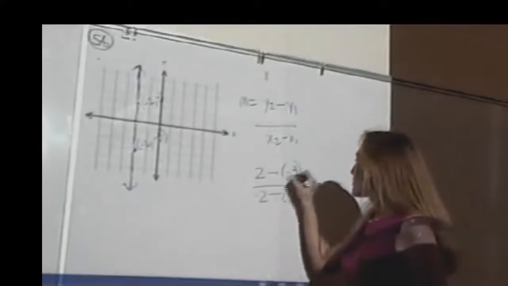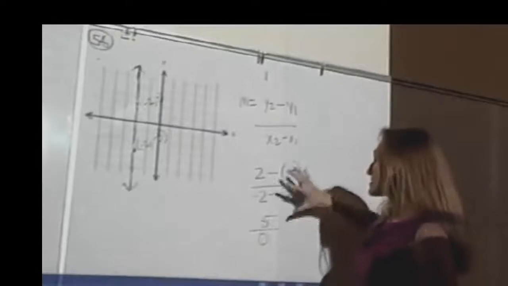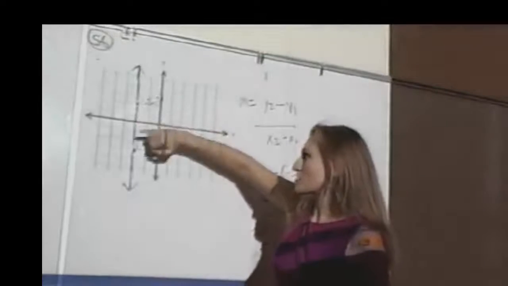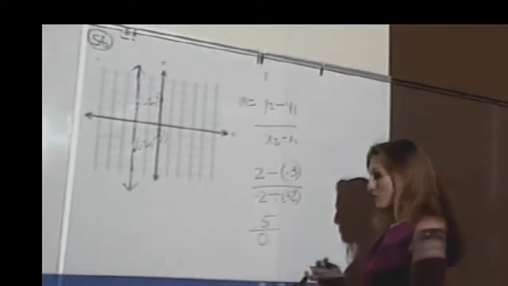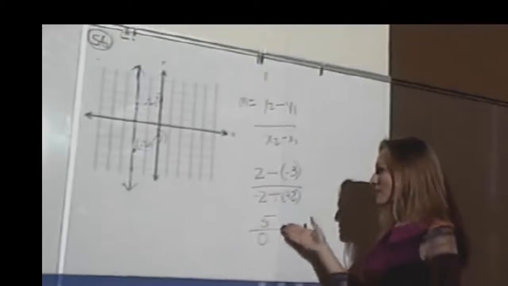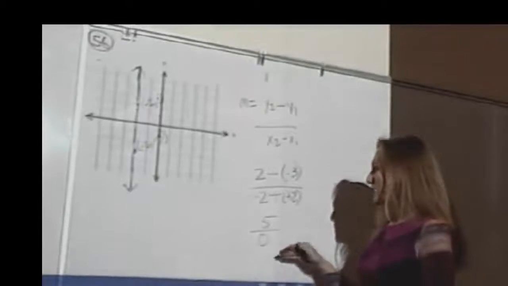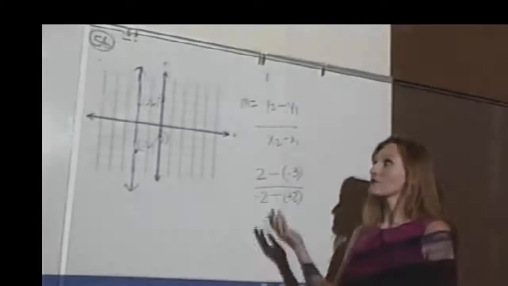So right here, I get a 5 over 0. Now the reason this works is that I have 5 spaces of rise between the 2 points that I've chosen, and I have 0 spaces of run in the 2 coordinates that I've chosen. So I have a fraction with a number that's not 0 on the top and is 0 in the denominator. In other words, I see a fraction that's undefined, and that's my slope. So my slope is undefined for this vertical line.